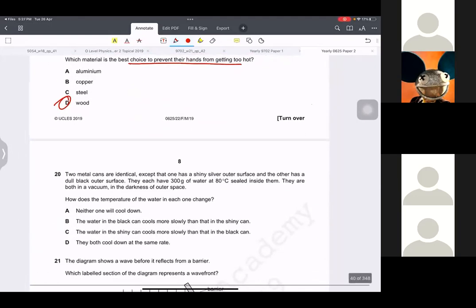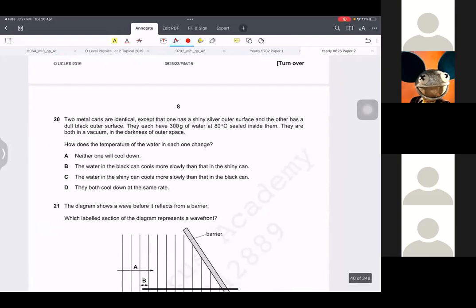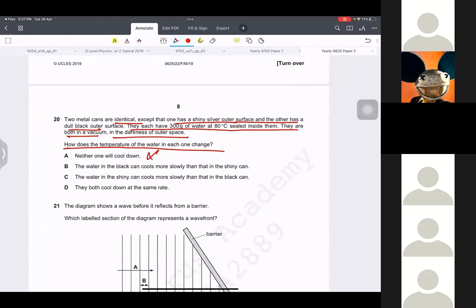All right, now. Two metal cans are identical except one can is shiny silver, the other is dull black. They have 300 grams of water at 80 degrees. They both are in a vacuum, darkness, and outer space. How does the temperature of the water change? Okay, so neither one cooled down, that's wrong. The water in the black can cools first. Absolutely wrong. That's wrong. The water in the shiny can cools more slowly than the black. Yes, that is correct.